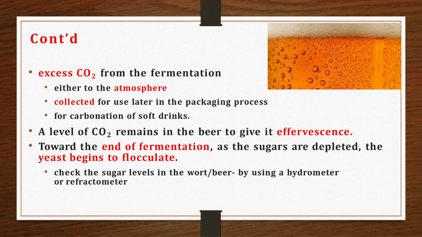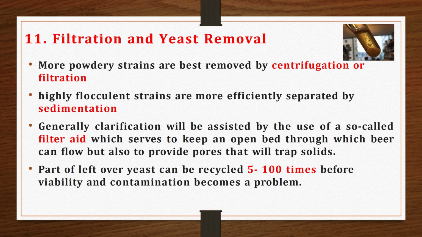The excess CO2 is either released to the atmosphere, or it can be collected for use later in the packaging process, or even for carbonating soft drinks. A level of CO2 remains in the beer to give it its wonderful effervescence. Toward the end of fermentation, as the sugars are depleted, the yeast begins to flocculate or clump together. Brewers check the sugar levels in the wort or beer using a hydrometer or refractometer to monitor this.